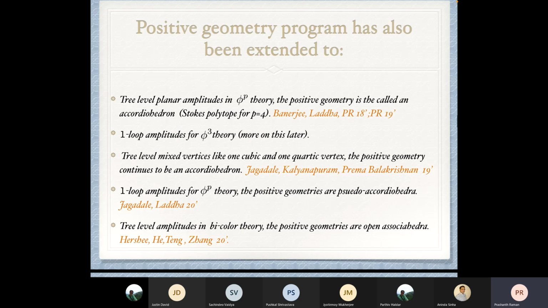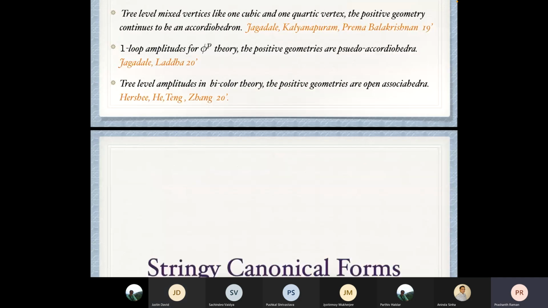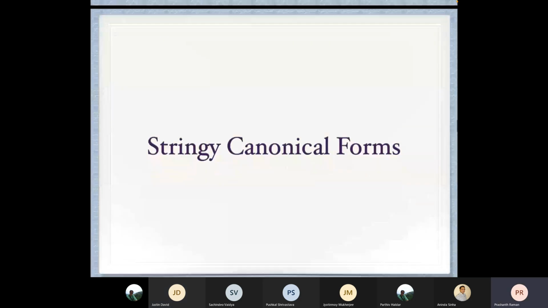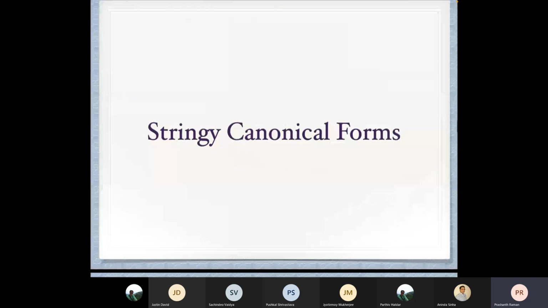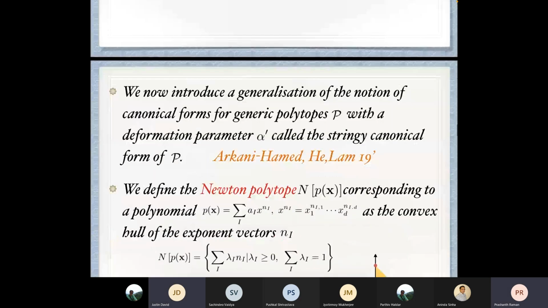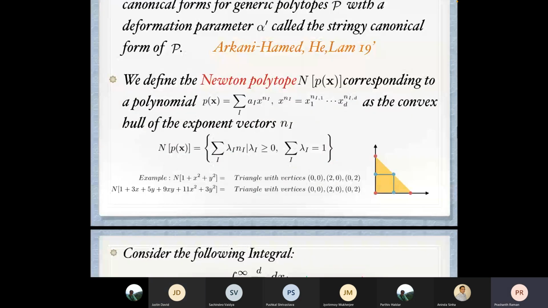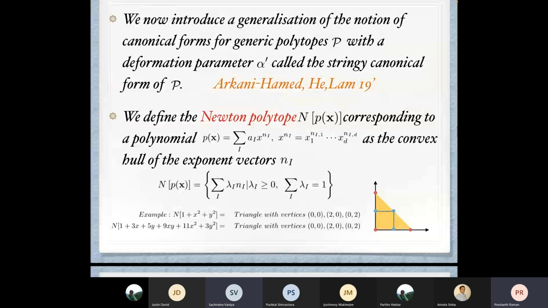Okay, that's the end of the first part. We're going to be running short on time. So the second part of the talk is called the stringy canonical forms. Here we basically switch gears and talk about general polytopes. We introduce a generalization of the notion of canonical forms, for generic polytopes with a deformation parameter called alpha prime. These things are called stringy canonical forms.